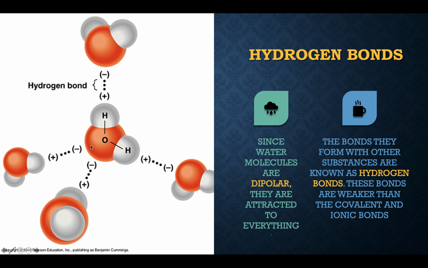What that means is that when this water molecule comes into contact with another water molecule, the positive end of this water molecule, the ears of this one, will be attracted to the negative end of another water molecule. So that bond is called a hydrogen bond. It's a result of the attraction between water molecules. And that's what leads to all of water's special properties.